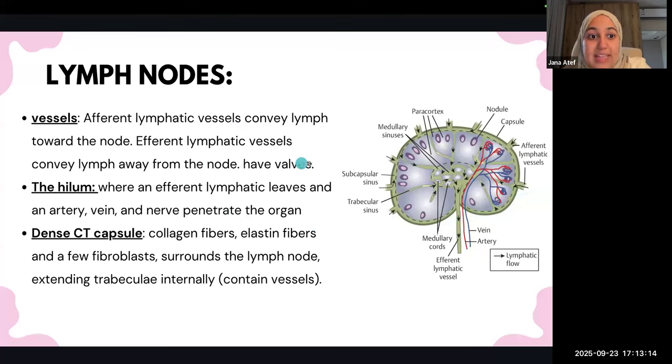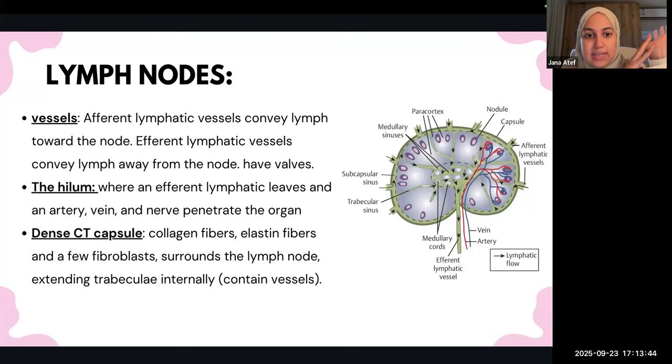The hilum. The hilum of a lymph node is this. See how it's convex over here? It has a surface like this. The second its surface starts to go in, becoming concave, this is the hilum. Hilum means the entrance to the lymph node. Why is it important? Because this is where the lymphatic vessels, artery, veins, and nerves penetrate the organ. This is what a hilum is, basically.